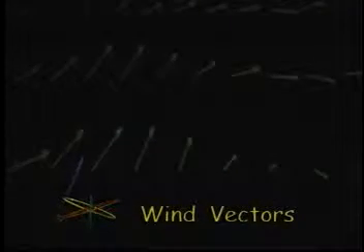What's a wind vector? Do you see the yellow arrows? Yeah, lots of them. Those are wind vectors. They show which direction the wind is blowing. Their size tells you how fast the wind is blowing. The longer the arrow is, the faster the wind speed is.